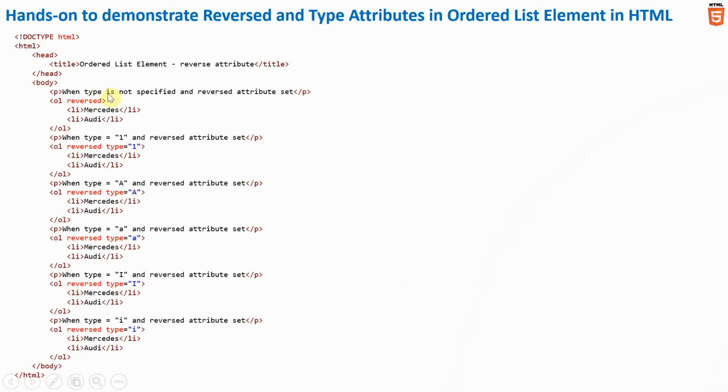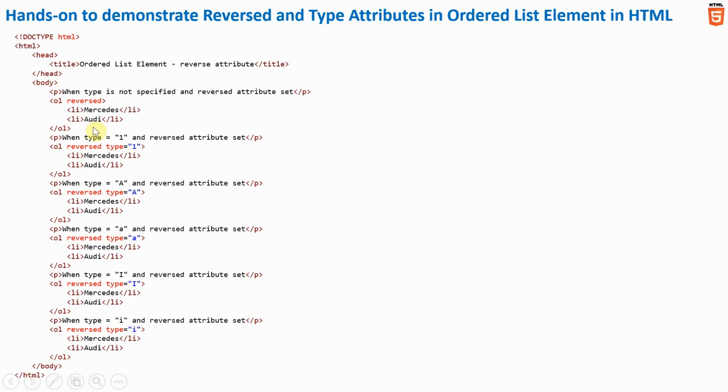The first step is when the type is not specified and the reverse attribute is set, as you are seeing it here. In the second case, we have specified the reverse attribute and the type attribute is set to a numeric value. Third case, when we have specified the type as an alphabet in uppercase and the reverse attribute set. The next scenario is when type is a in lowercase and the reverse attribute set. Likewise, we have one more scenario when type attribute is equal to Roman 1 in uppercase and the reverse attribute set. And the last scenario is when type attribute is equal to Roman 1 in lowercase and the reverse attribute set.